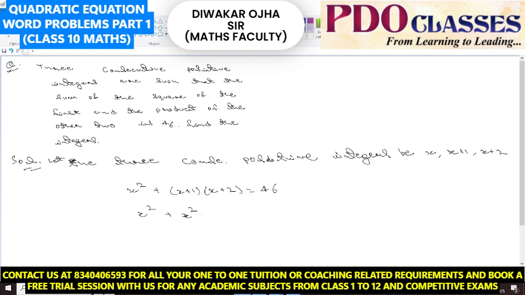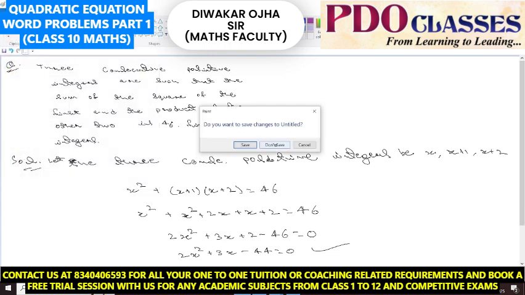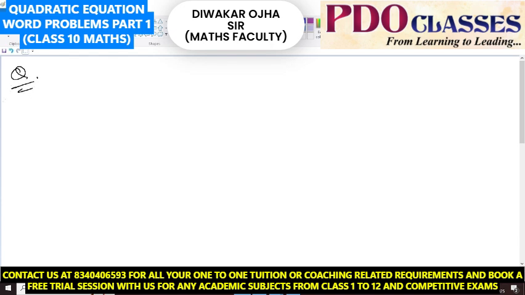You are getting x squared plus 2x plus x plus 2. So x squared plus 3x plus 2. So here x squared plus x squared would be 2x squared plus 3x plus 2 minus 46 is equal to 0. So 2x squared plus 3x minus 44 is equal to 0. Now after this we can obviously solve. Noted up till here? Very good. Let's do the next question. You should do it for homework.